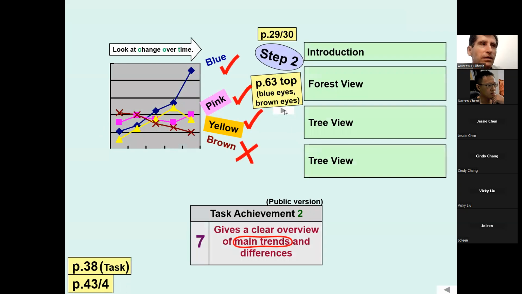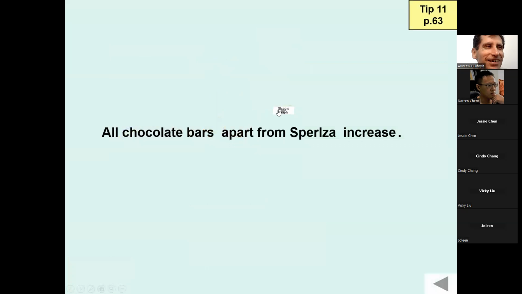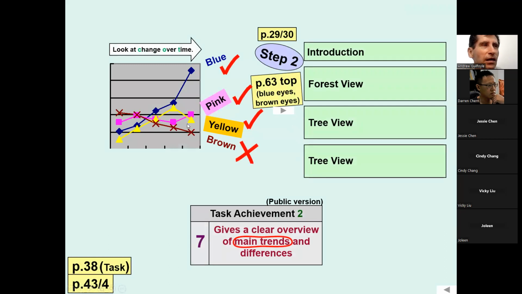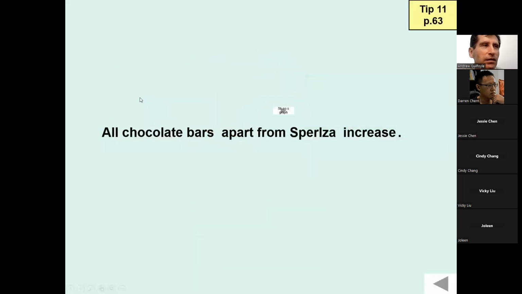That's the model, and I see a trend. All lines are going up, apart from the brown line. Yes. The brown line doesn't rise. Blue goes up, pink goes up, yellow goes up, brown doesn't. All lines apart from brown increase.